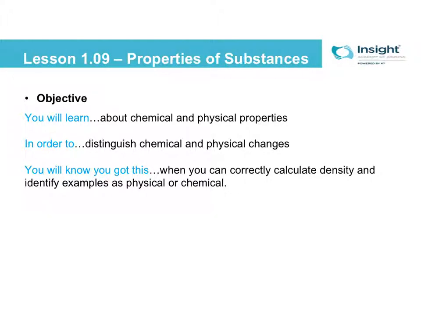All right, so we're going to talk chemical and physical properties. This is a really, really important lesson, and we are going to continue to utilize this as we go forward, especially with our Unit 2 lab. But by the end of this, I want you to be able to distinguish chemical and physical changes and be able to identify them. Like if I give you an example, you should be able to state if it's chemical or physical. And you're also going to learn to calculate densities.